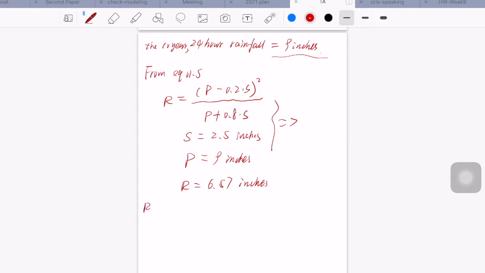So the runoff volume should be equal to the depth times the area, so equals 6.57 over 12 feet times 100 acres. So the runoff volume equals 54.8 acre feet. So we finished this problem.